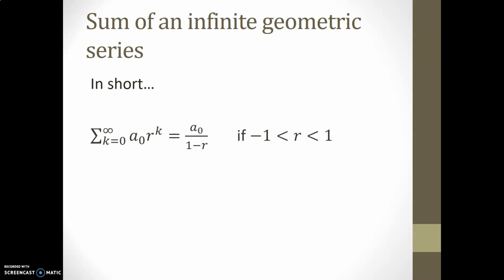So just to summarize, this means that the infinite series where k is counted from 0 to infinity of terms of size a0 r to the k will always converge to a0 over 1 minus r for cases where the ratio is between -1 and 1. And the infinite geometric series will simply diverge, or the sum will not exist, for all other cases.